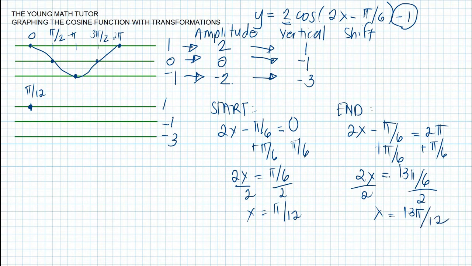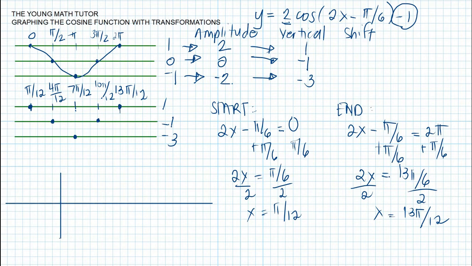So that means one of our periods is from pi over 12 to 13 pi over 12, and from there it will just repeat to the left and to the right until we reach infinity and negative infinity. So the center of this function is 7 pi over 12. So at 7 pi over 12, the value is negative 3. And then between pi over 12 and 7 pi over 12, that is 4 pi over 12. And then 7 pi over 12 and 13 pi over 12, that's 10 pi over 12. So the value for those points is negative 1. So that means this will be our function.